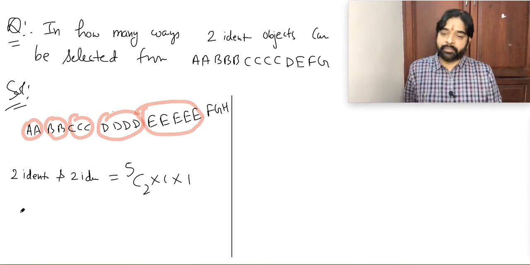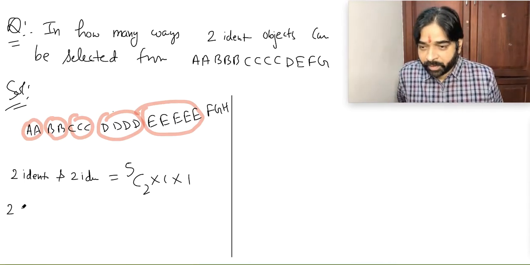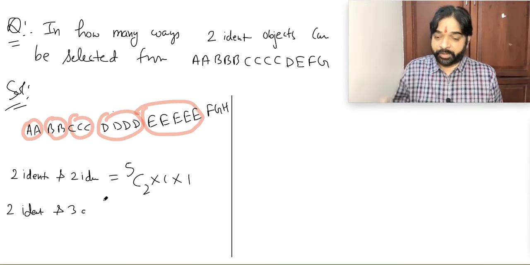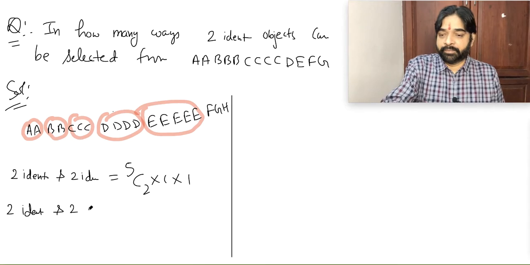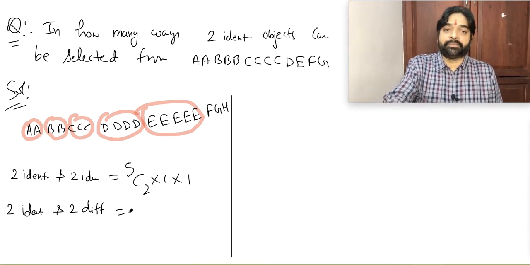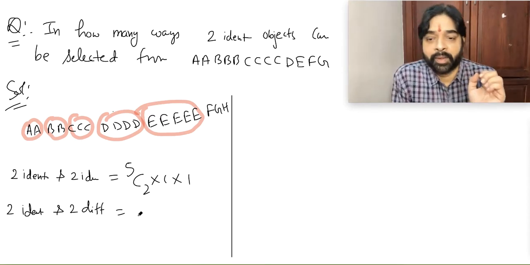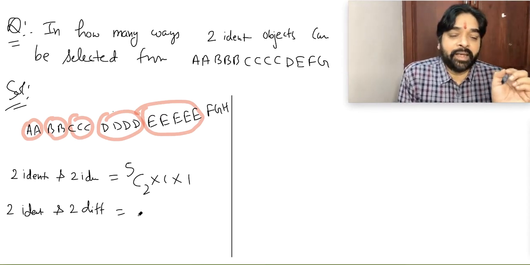Okay. Now answer me. 2 identical and 3 different. 2 different. 2 identical and 2 different.